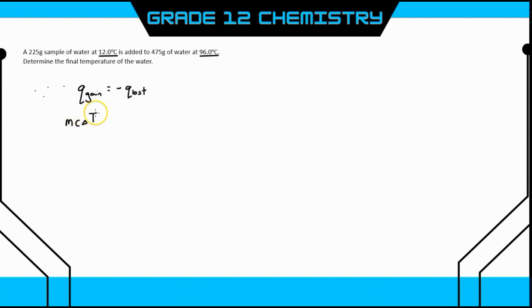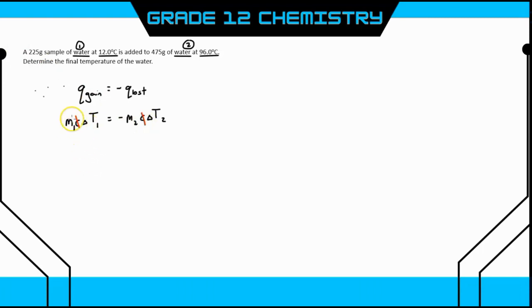mc delta T for the first sample. So I'll just call this 1, and I'll just write 1 and 1. And that's going to equal negative the Q lost. I'll call this the second sample. So we have m2, c and delta T2. And the reason I didn't write c1 and c2 is because in this question, both samples are water. It is possible there'd be something else, but in this example, both samples are water, the c's are the same, and because the c's are the same, we could actually cancel them on both sides of the equation.